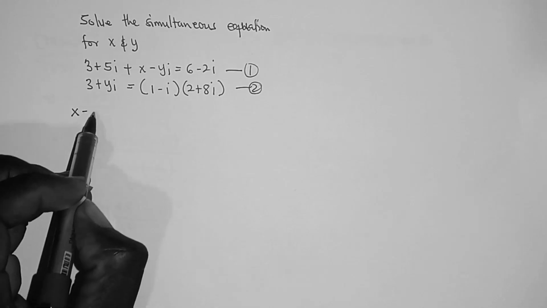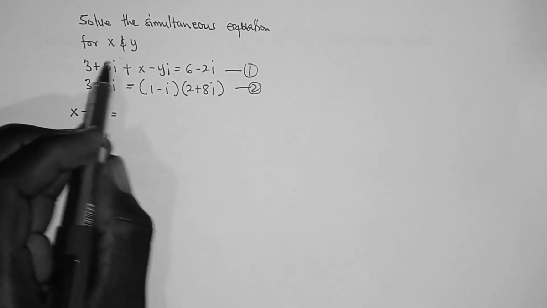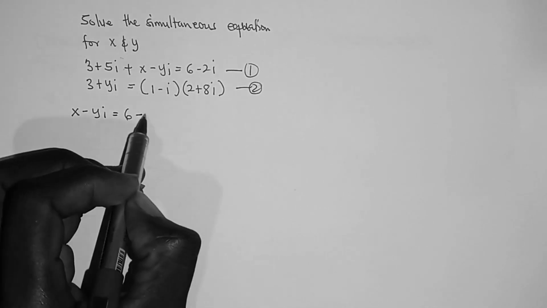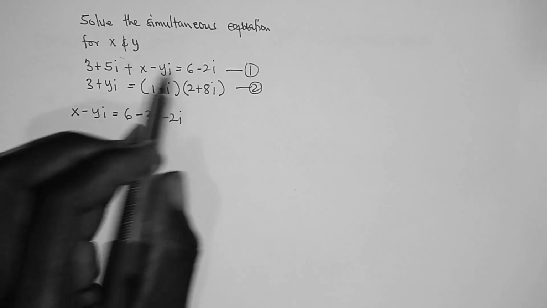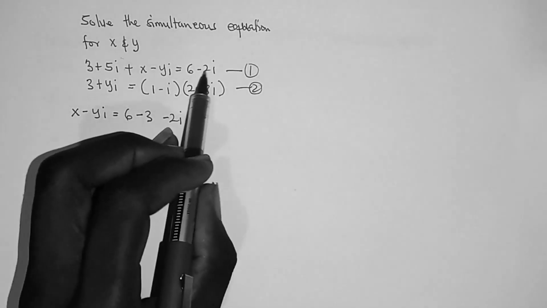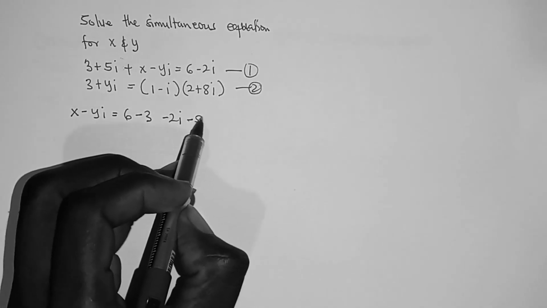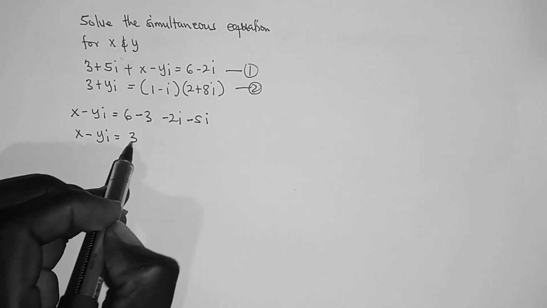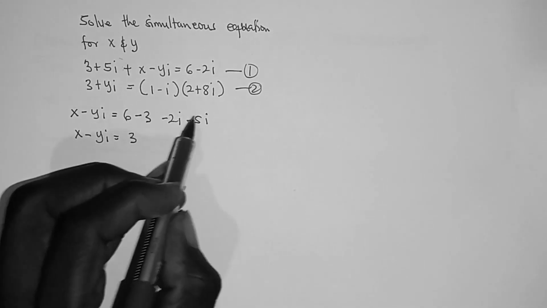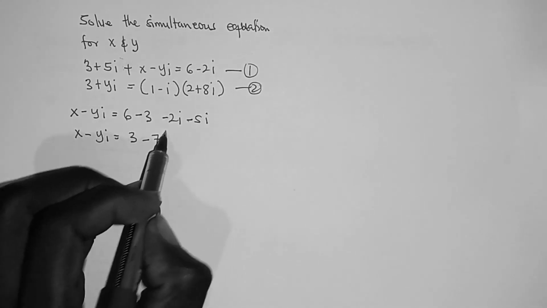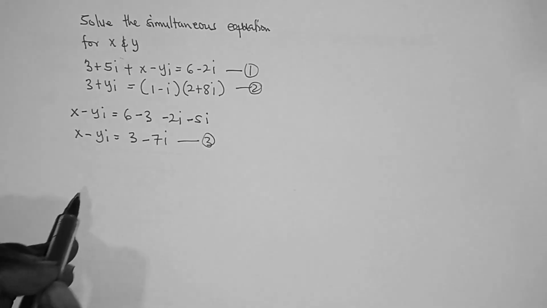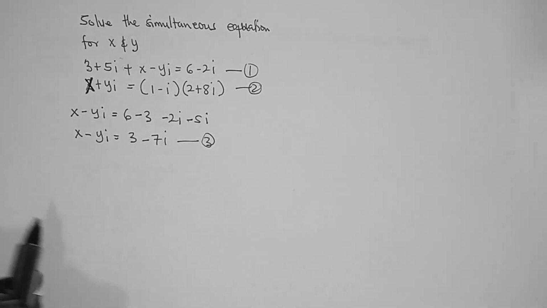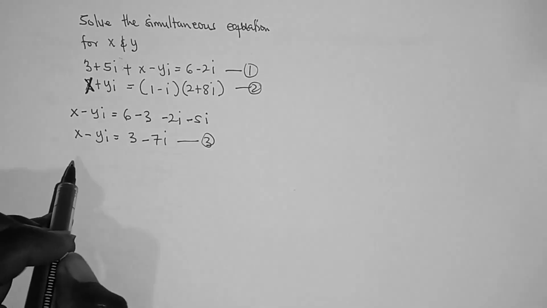So this becomes x minus yi equals, we are taking all of this to the right hand side. It becomes 6 minus 3, then minus 2i. This 6 minus this 3, then minus this 2i minus 5i. So x minus yi is equal to 6 minus 3 is 3. Then minus 2i minus 5i is minus 7i. So this is equation 3. Sorry, I made a mistake here. This is x, this is not 3. So let's take equation 2.